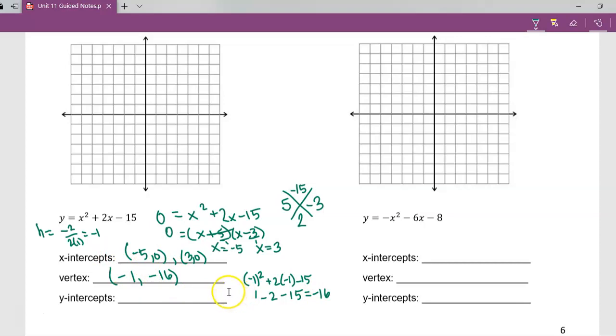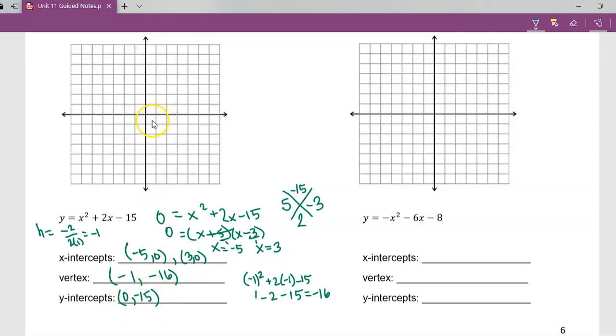All right, and then the y-intercept we find by plugging in 0 for x. So if I put 0 in here and here, I'm just going to be left with negative 15. So when x is 0, y is negative 15. So that's the y-intercept. Okay.